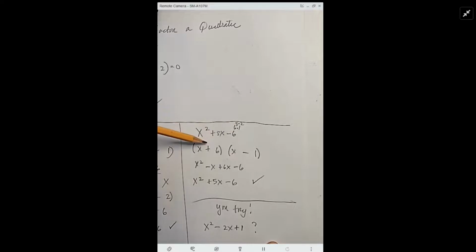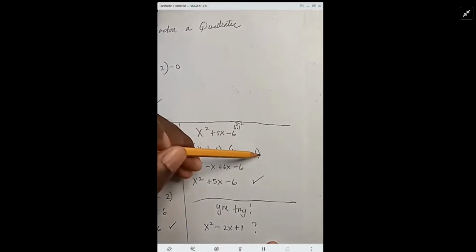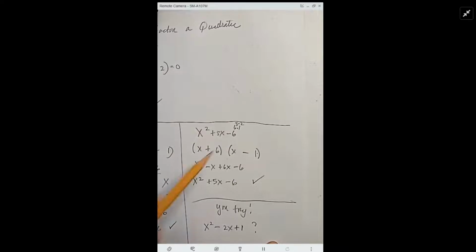Well, the question is, what should be the sign of the larger number, the 6? Should it be a negative 6 or a positive 6? Well, I say this number is positive, so the sign of the larger number must be positive. I know I got 6 and 1. The sign of the larger number has to be positive for me to get a positive 5.